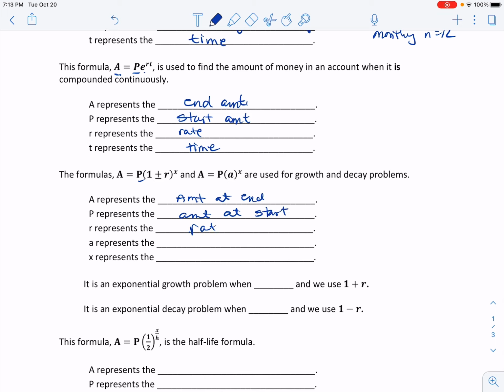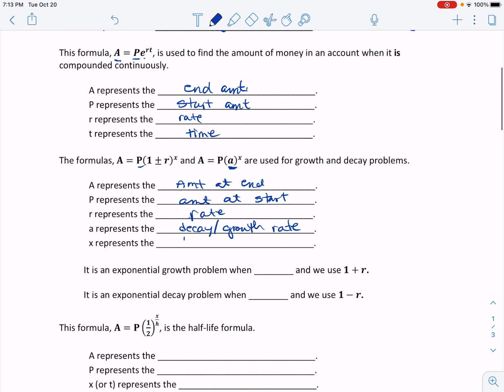Rate. A represents the decay or growth rate. And X represents time in this case. Okay? When A is greater than 1, your answer ends up being something like 0.003, and you added it to it. And if A is between 0 and 1, you're going to use R as -1. That'll make sense when we use it. Okay? So let's talk about that later.